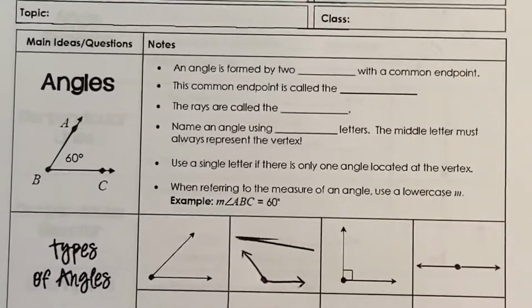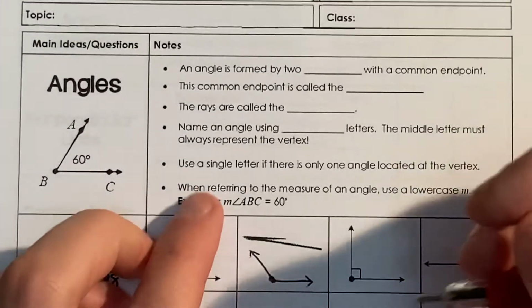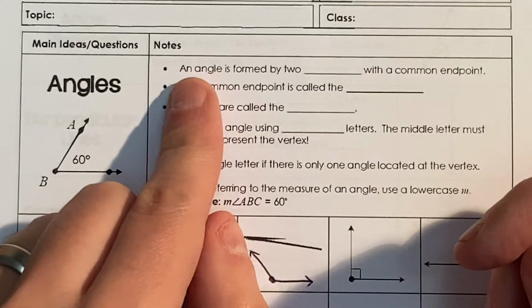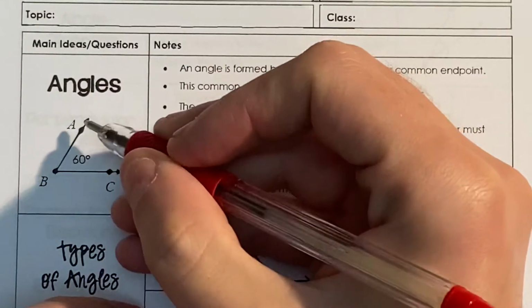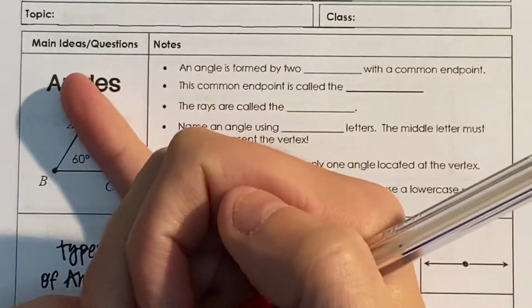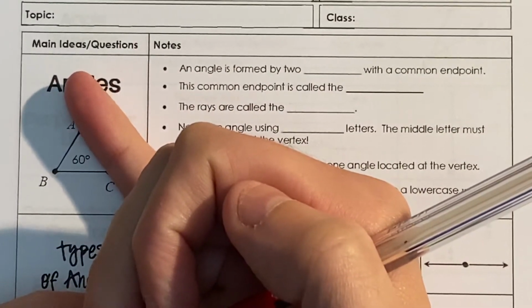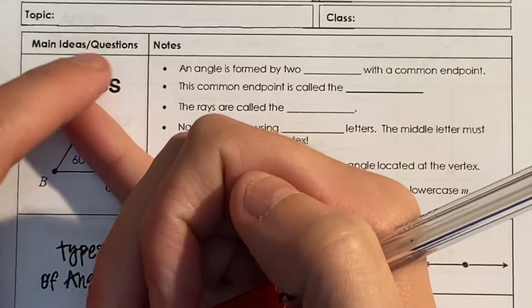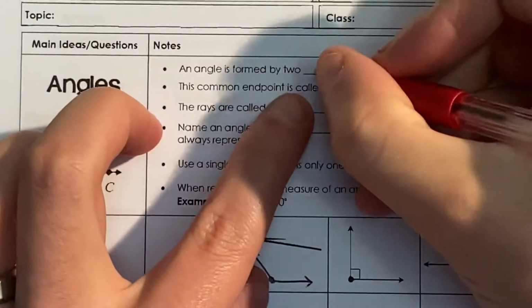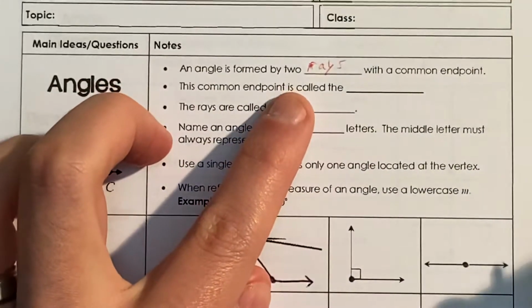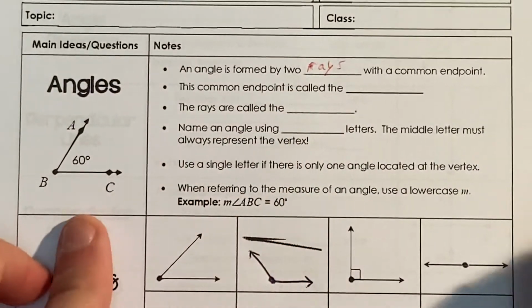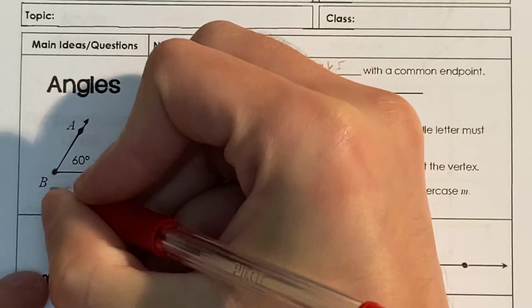So what the heck is an angle? Good question. I asked it because it's a good question. This is an angle right here. It's kind of like a triangle, except you don't have the parts right here. Using math vocabulary, an angle is formed by two rays with a common endpoint. In this case, the common endpoint is B.